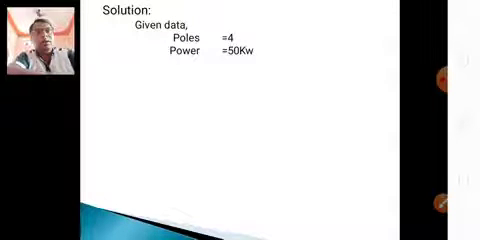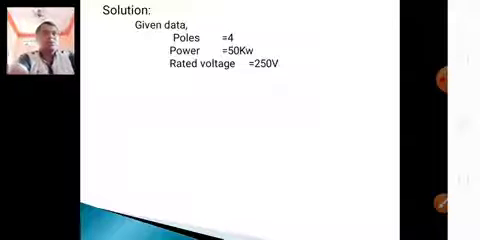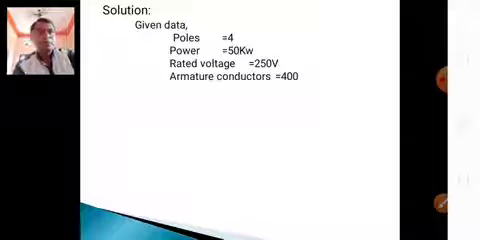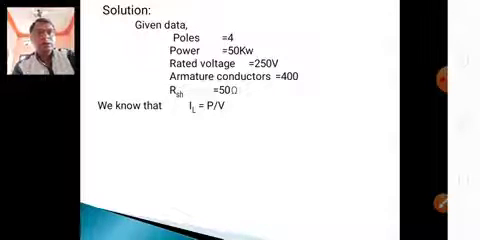So here the number of poles is equal to 4. The power required is 50 kilowatts. The voltage is 250. From this we have to find the value of I. The armature conductors is 400, given. The shunt field resistance is 50 ohms. So we know that IL equal to P by V. From that we have to find the value of IL.